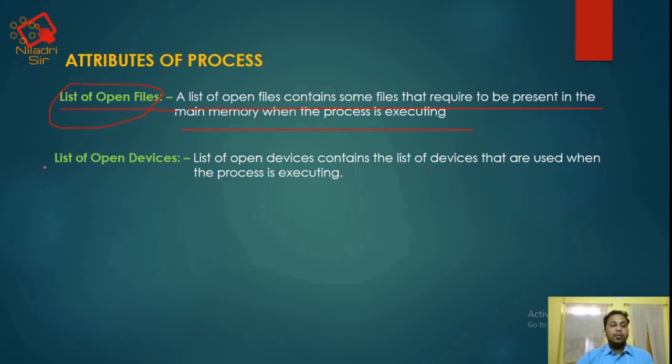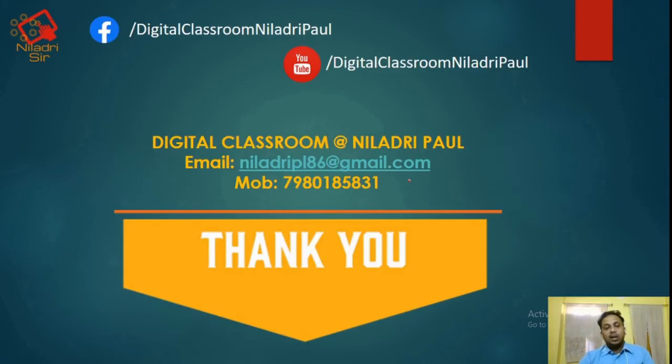List of open devices. This list of open devices contains all the devices which are open and required to execute a process. So the list of open devices contains the list of devices that are used when the process is in execution. So this is about the basics of process. In our next tutorial, we will discuss how the process will execute, the different states of a process.